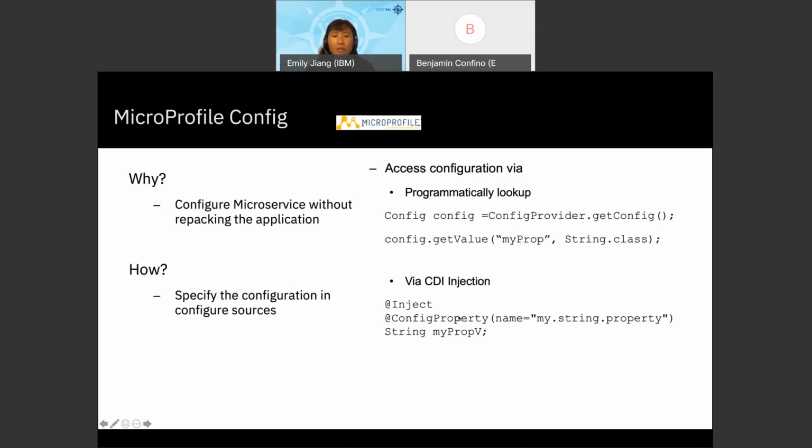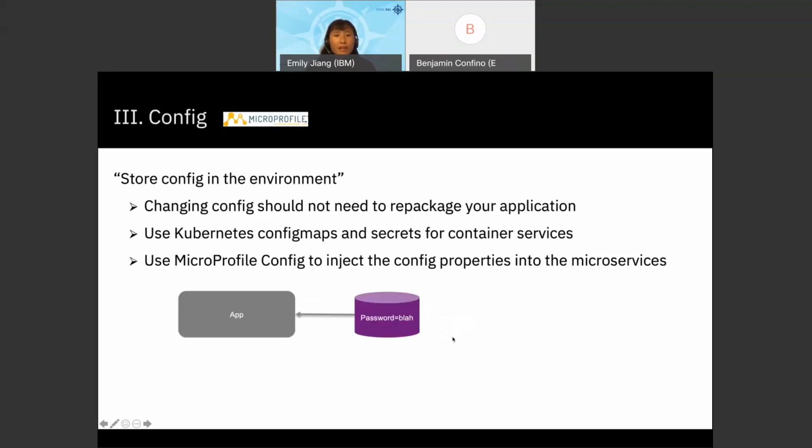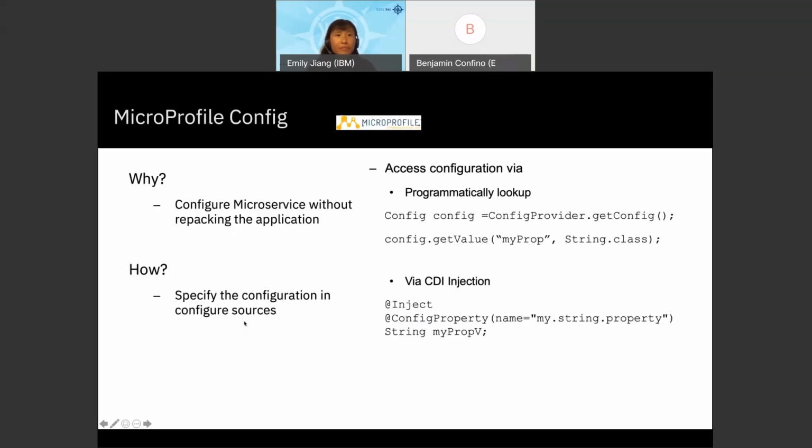And then you could also consider using CDI to inject a particular property into a field, like my string property into myProp. So in this scenario, you can specify the password in the Kubernetes secret, and then you can use MicroProfile Config to directly look up the config property password and inject it into the application.